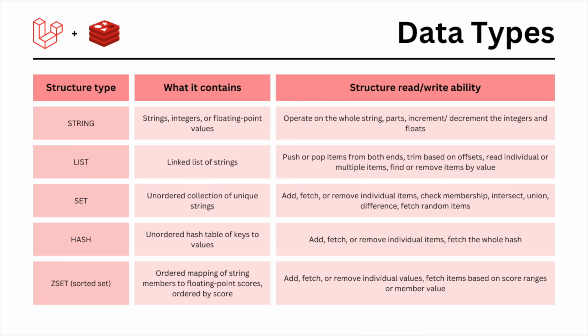So list is basically a linked list of strings. These are ordered collections of strings. A list in Redis operates from the head and tail, so that's why it's linked with a linked list. Here you can push or pop items from both ends, and trim based on offset.